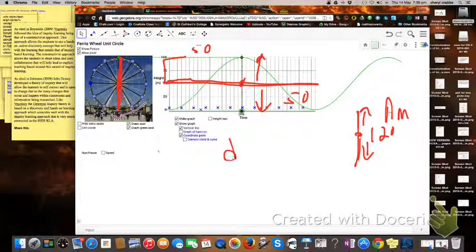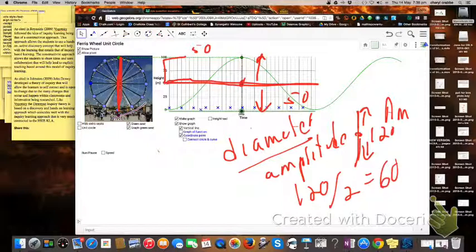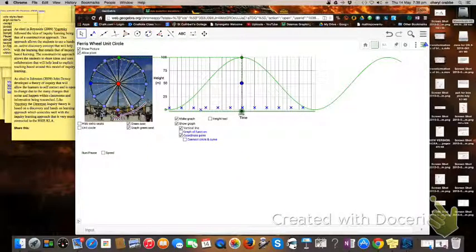So by knowing the diameter of a particular circle, you know the amplitude is going to be half that diameter. So in our case, it's 120 divided by 2, which is 60. It's an amplitude of 60. For this example here, you can see that it's not 60, it's 50.